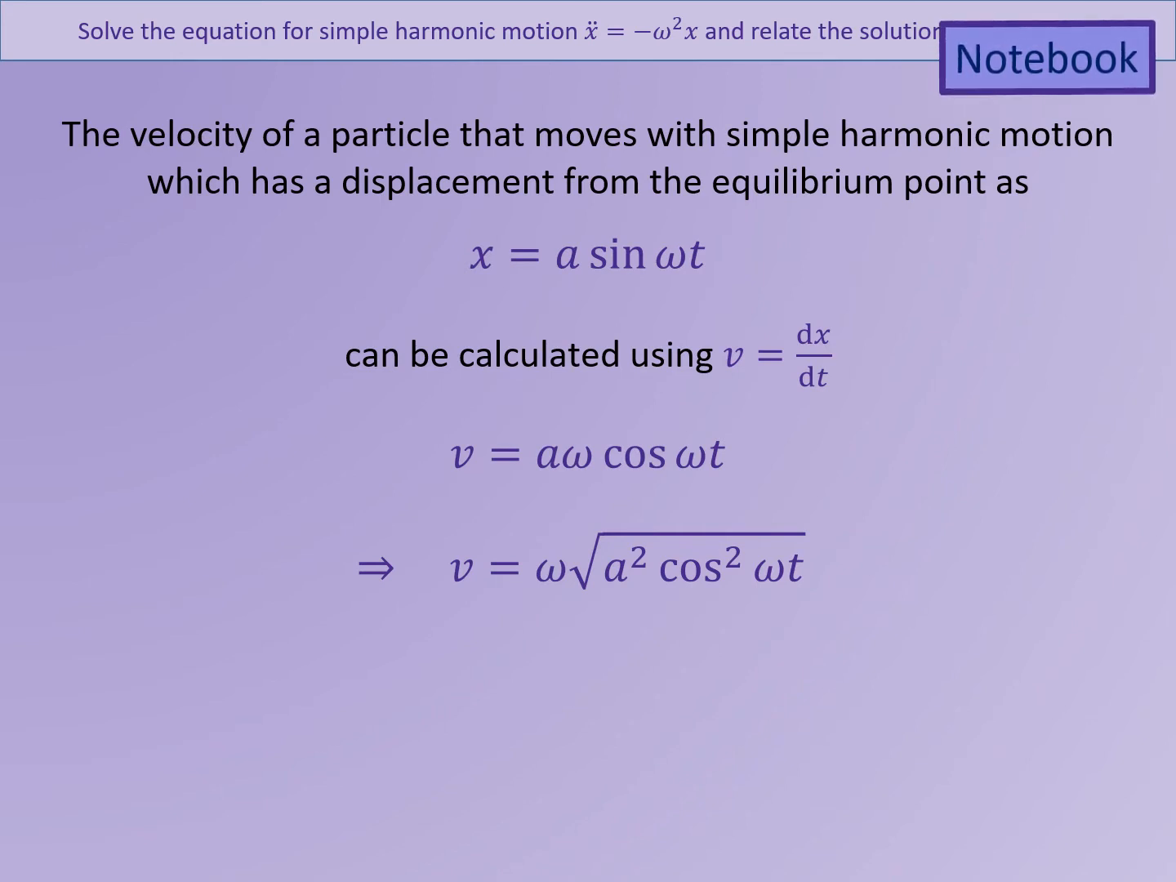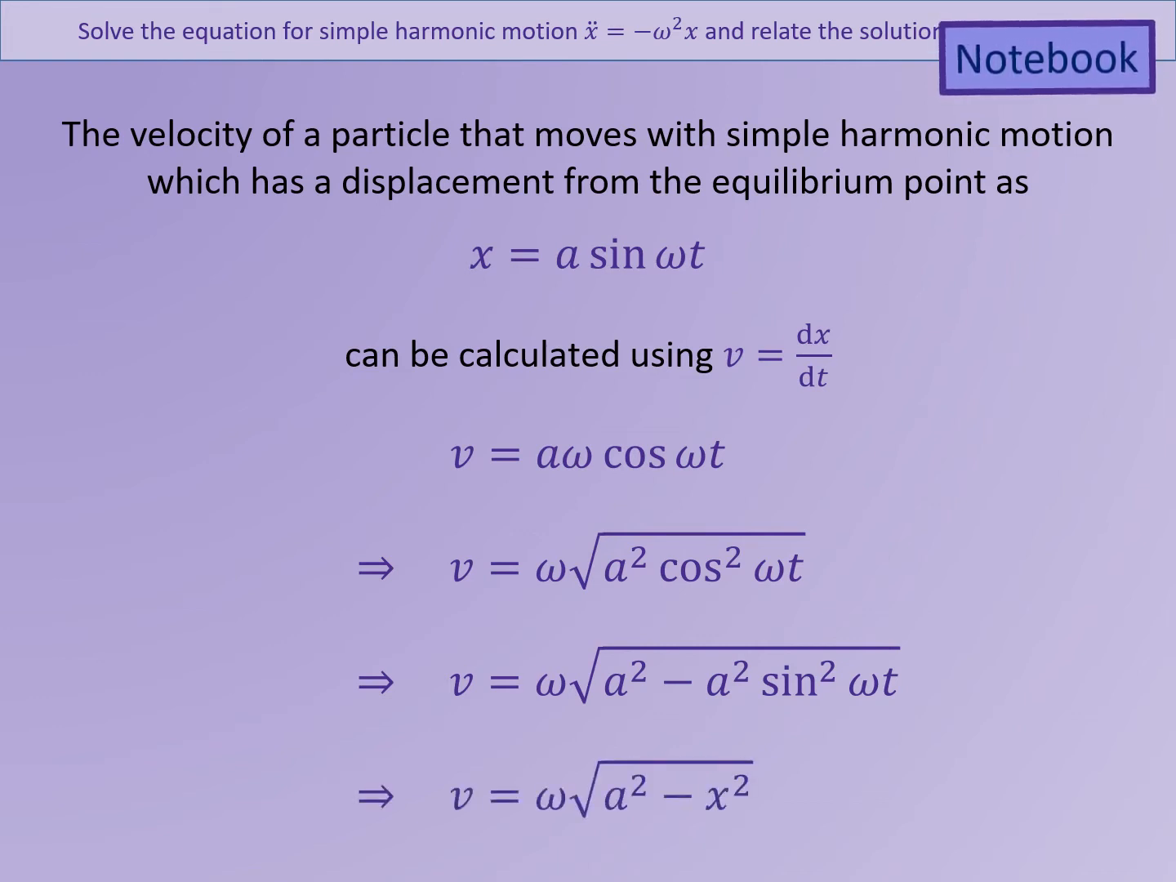Hopefully you notice that you could do it because cos squared is 1 minus sine squared. So I could rewrite this as a squared times 1 minus sine squared. So that's where the a squared times 1, minus a squared times sine squared omega t. So I've got that equation just there. Now, why would I do that? Because a squared sine squared omega t is exactly the same as x squared. So really, I could rewrite the velocity as that.